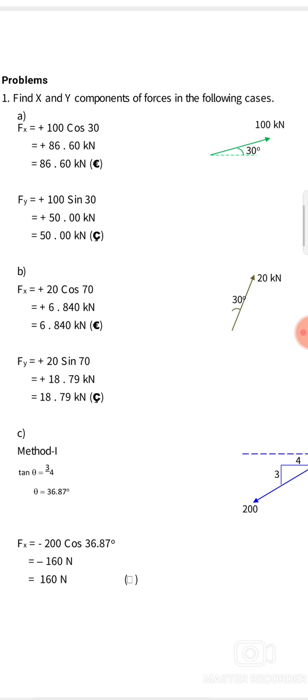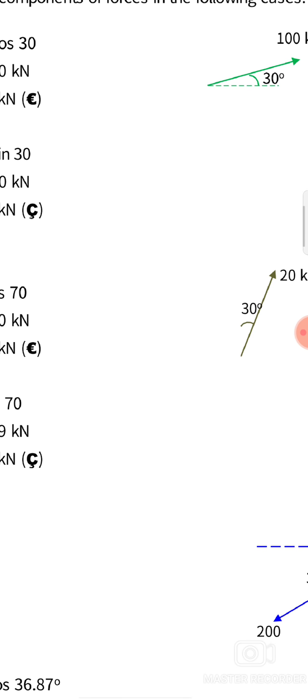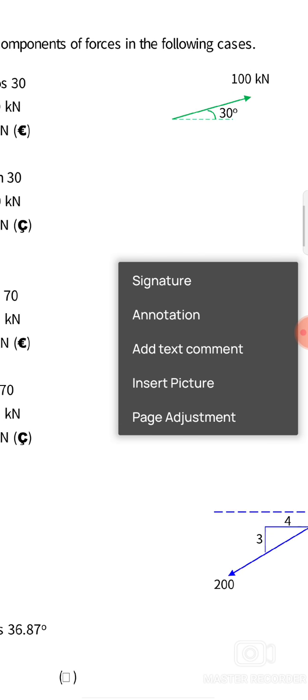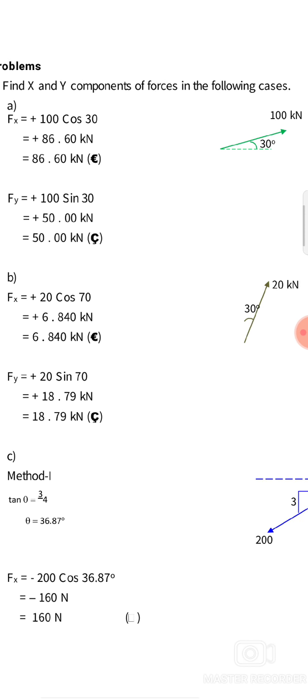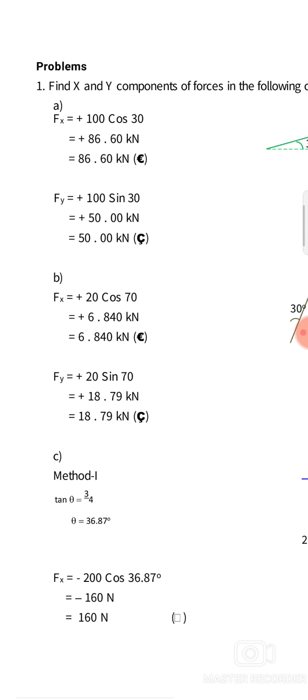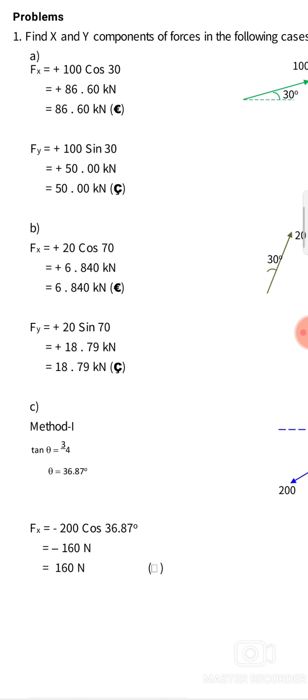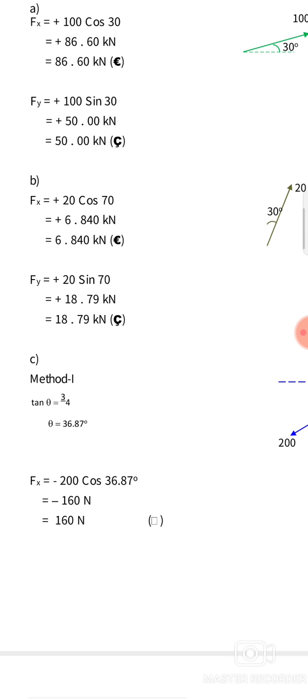Then move on to the second one. In the previous one, the angle of inclination was 30 degrees with the horizontal, and here the angle of inclination is 30 degrees with the vertical. Again we draw the components, horizontally right side and vertically upward. Then Fx is 20 cos 70, which is 6.840 kilonewton, and Fy is 20 sine 70, which is 18.79 kilonewton.